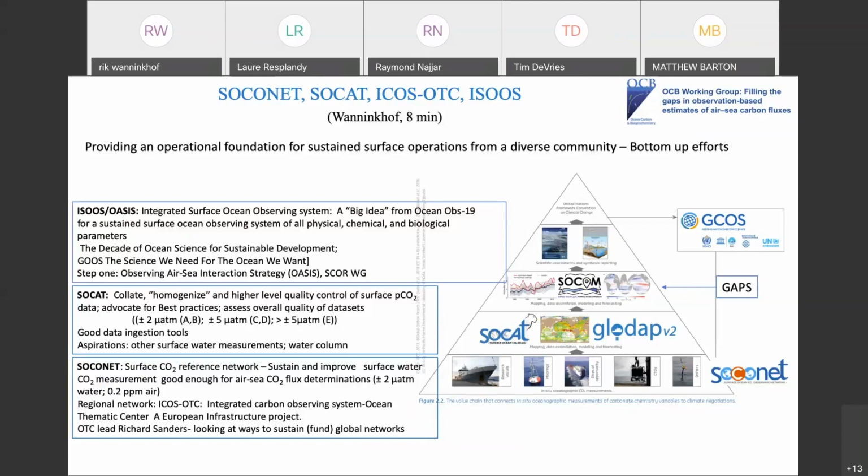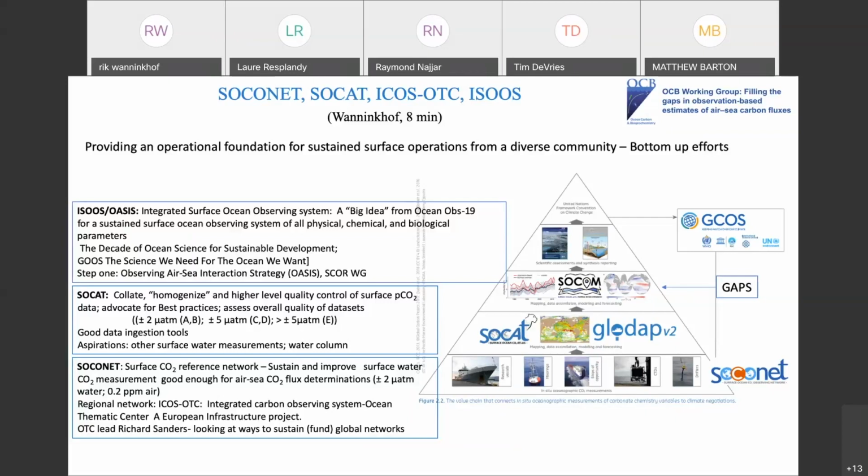Then above that are the efforts which you heard earlier on, which within the SOCAT community we refer to as SOCOM, which is the mapping and modeling. And this is where this working group is, at least as I view it, focused on this third level of the pyramid.